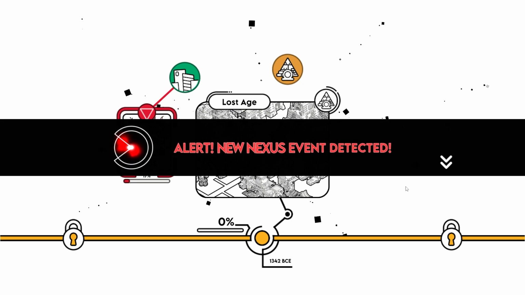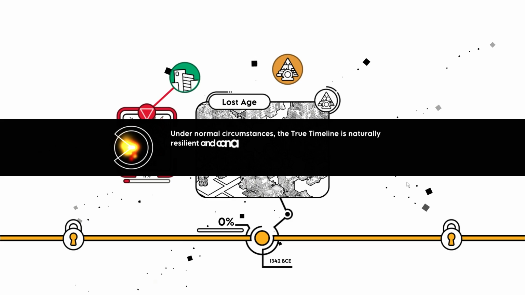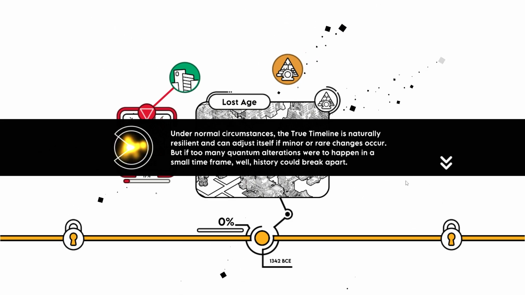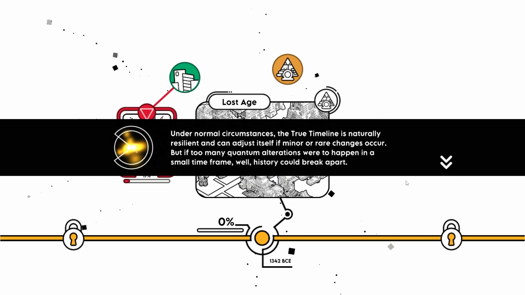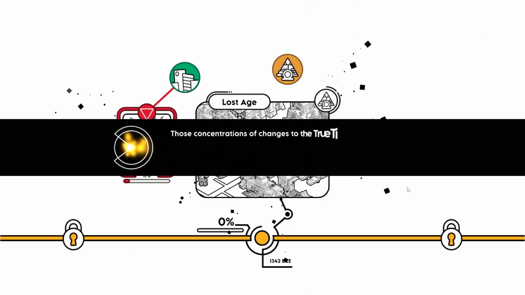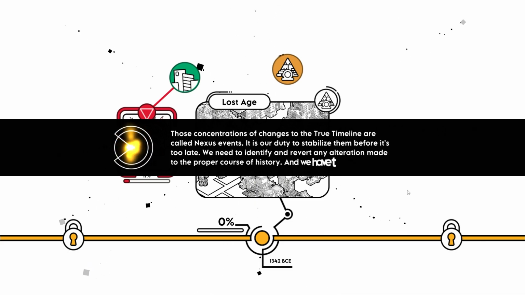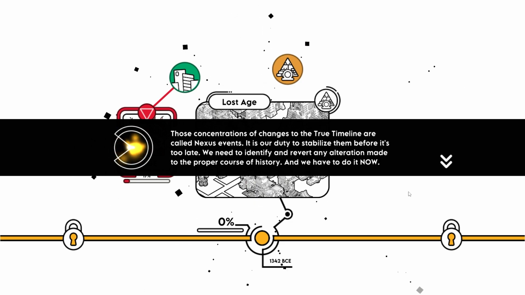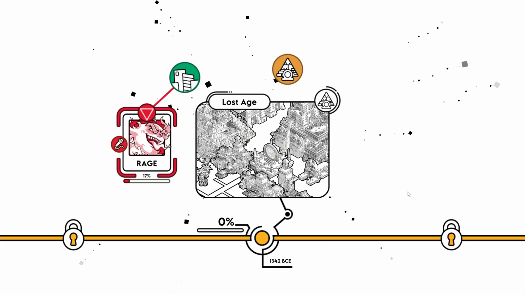Alert! New Nexus event detected. Okay, now an explanation is in order. Under normal circumstances, the true timeline is naturally resilient and can adjust itself if minor or rare changes occur. But if too many quantum alterations were to happen in a small time frame, well, history could break apart. Those concentrations of change to the true timeline are called Nexus events. It is our duty to stabilize them before it's too late. We need to identify and revert any alteration made to the proper course of history, and we have to do it now.